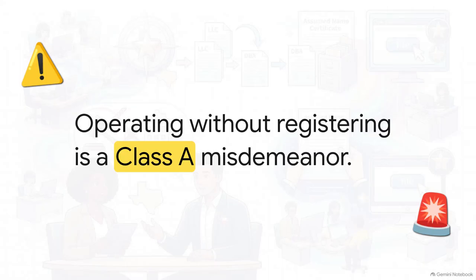So here is the crucial point to take away. Operating a DBA in Texas without registering it isn't just some minor administrative oops. It's actually classified as intentional deception. It is a Class A misdemeanor, punishable by up to a $4,000 fine, up to a year of jail time, or both. Plus, you can't even maintain a civil lawsuit in Texas courts under that name until you register it. The bottom line? Compliance here is absolutely non-negotiable, especially when the fee is a mere $25.